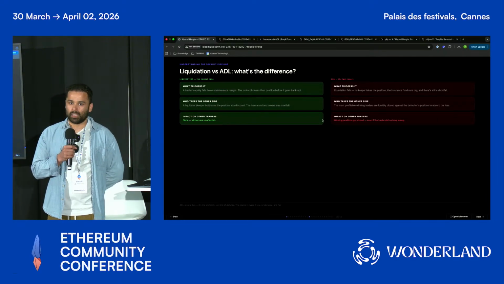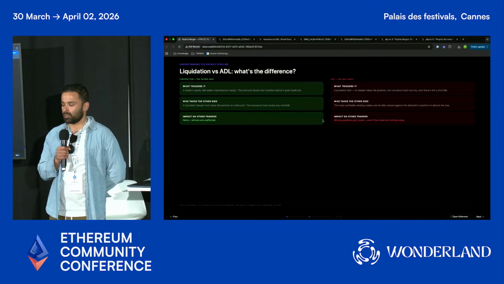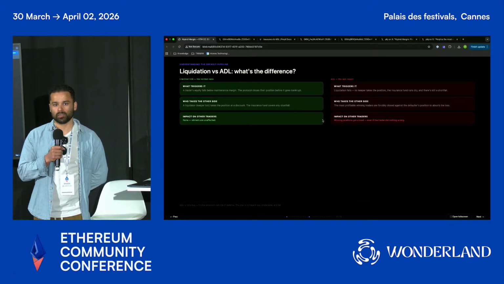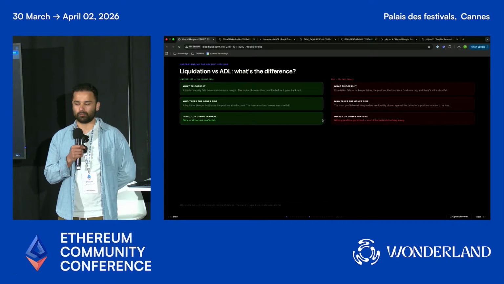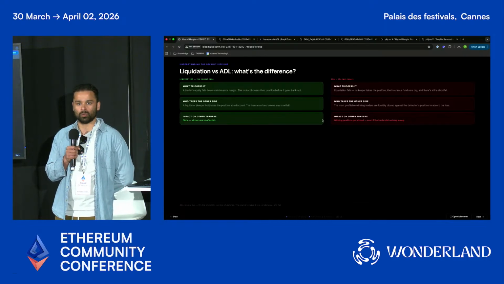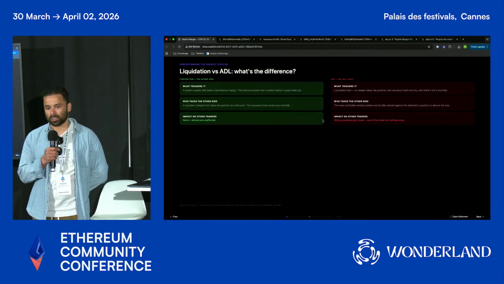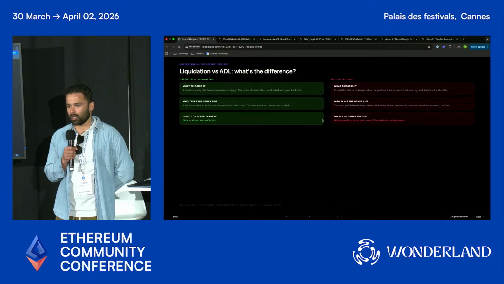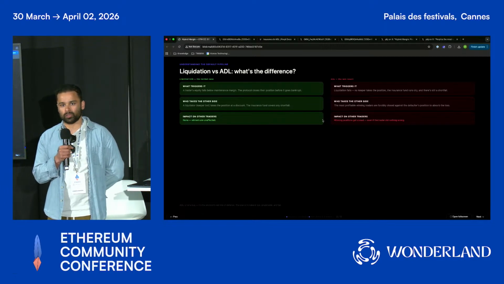Liquidation versus ADL. In a liquidation, what's happening is the loser is being removed from the system and replaced with a different trader. Usually that other trader is also in the order book, and they're matched against the winner. What happens here is other traders are not affected other than the loser being removed.